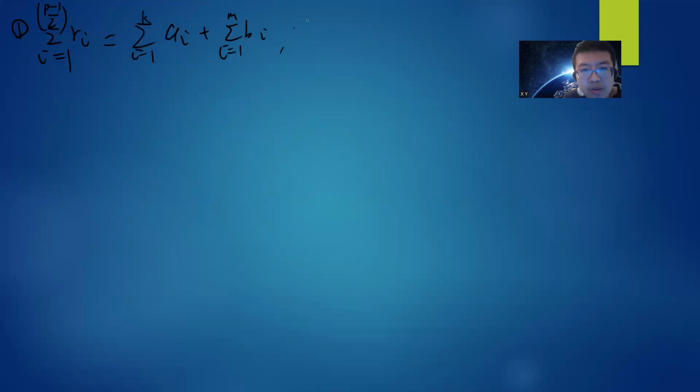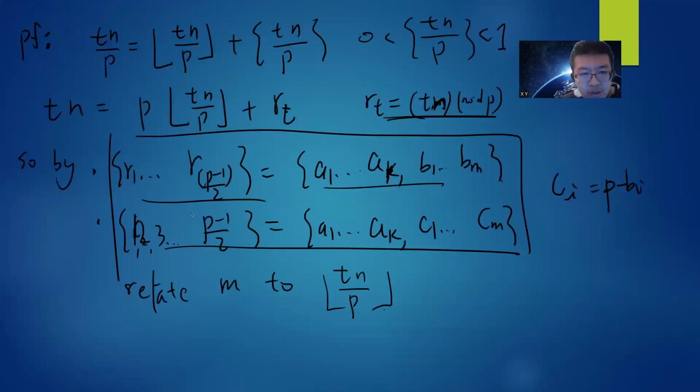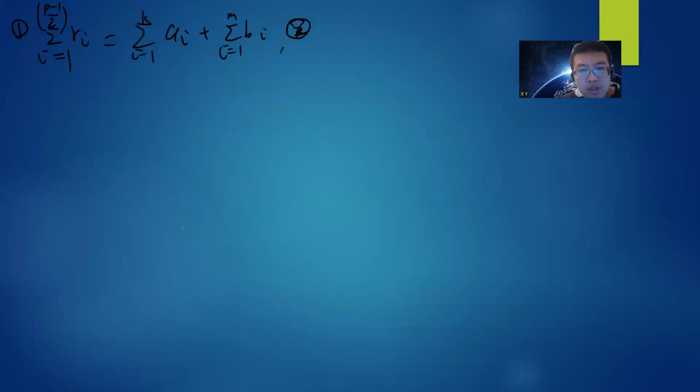And then we have the second equation. So the second equation is this. We got the sum of I, I from 1 to (P minus 1) divided by 2, equals the summation of AI plus the summation of CI.